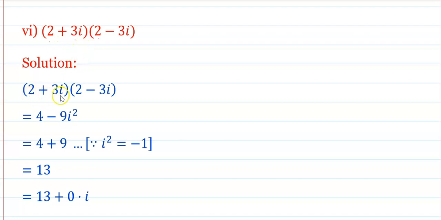That is a 2 plus I into 2 minus I. Then you are getting a square minus b square. Means what? 2 square minus 3i bracket square. Means what? 9i square. But what is I square? I square is a minus 1.